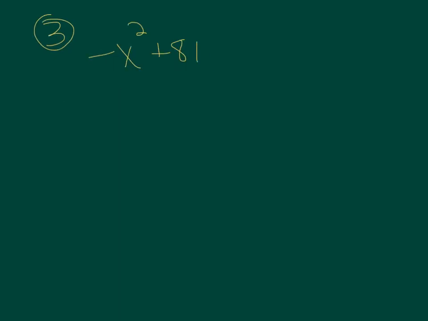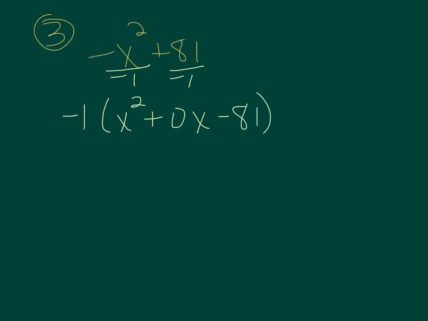Alright, so we have negative x squared plus 81. There's not a number that will go into x squared and 81. However, we have a leading coefficient of a negative, so you know you need to factor out a negative 1. There's no middle term. And remember, when you factor out a negative 1, that's going to change that to negative 81. So we have negative 1, two parentheses.